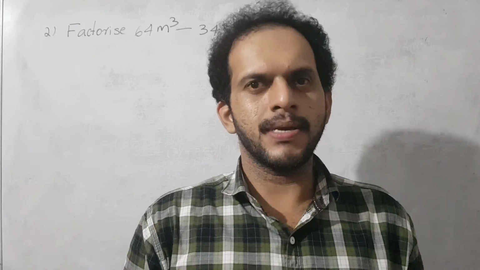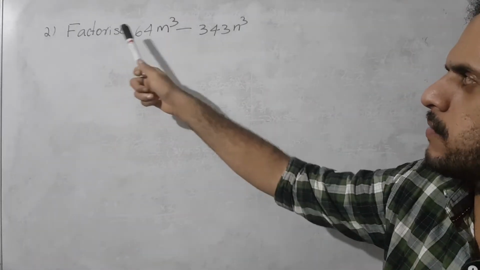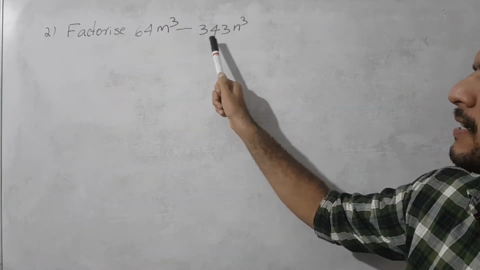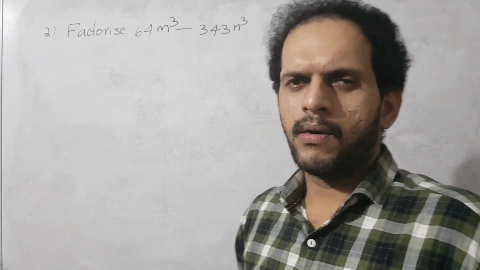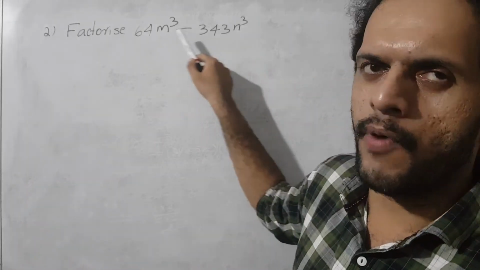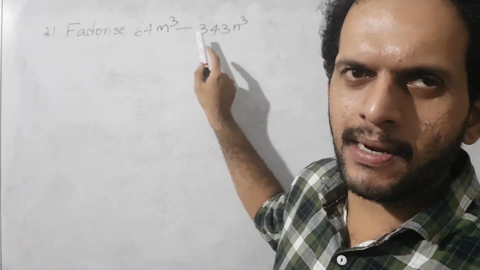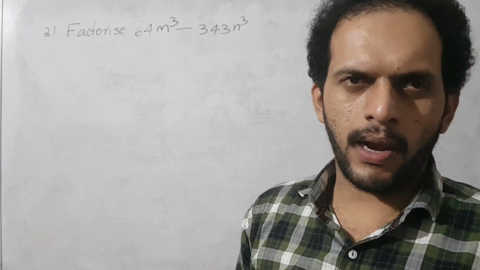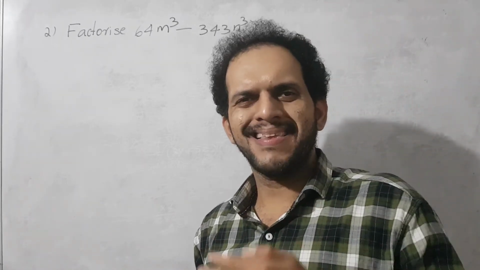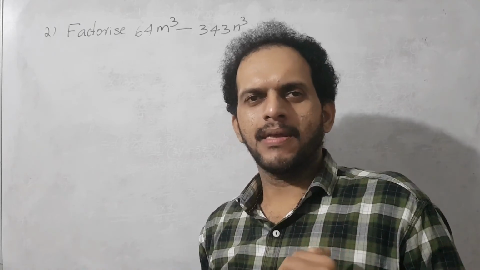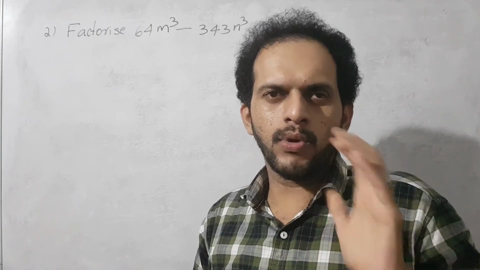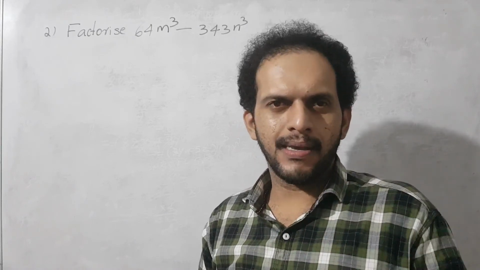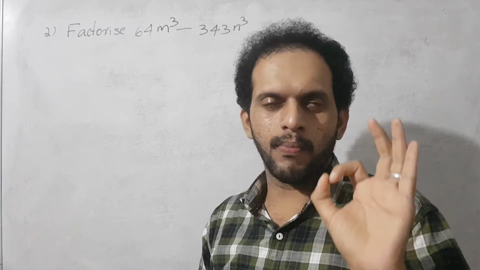The next question is like this: factorize 64m cube minus 343n cube. Here also it is very clear. We have only two terms. The first term is in the form of cube and the second term also contains a cube. So here also we need to apply the 9th or 10th identity. The separating symbol is minus, so it is very clear we apply only the 10th identity, x cube minus y cube.